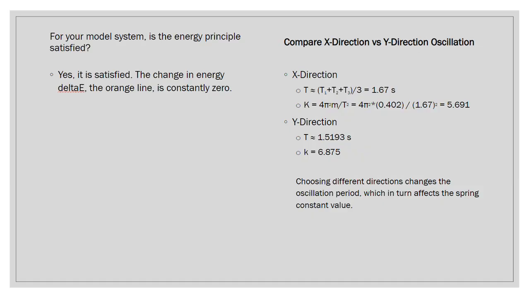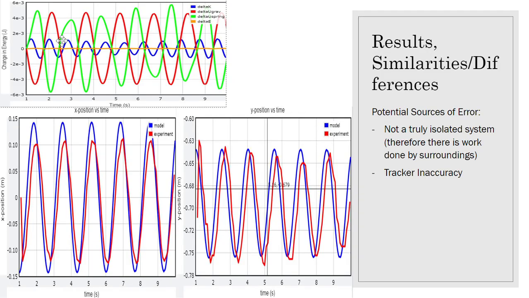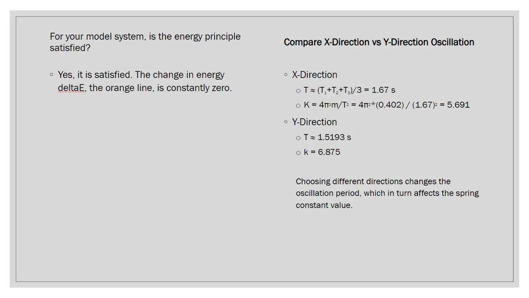Okay, so these are the "what do you mean" questions. For your model system, is the energy principle satisfied? Yes, it is satisfied because the change in energy, delta E, which is this orange line right here, remains at 0, which means that there is no change in energy.